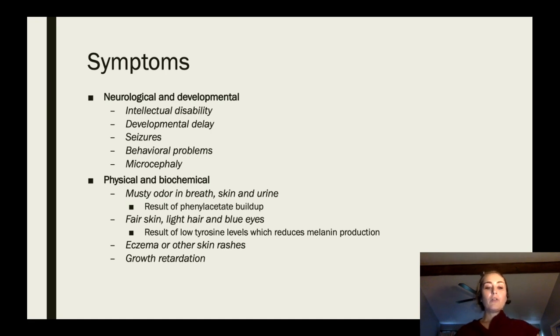Individuals with PKU almost always have fair skin and light hair, and sometimes blue eyes. And this is a result of the low tyrosine levels resulting in a decrease in melanin production. And so therefore, with less melanin production, the fairer and lighter the skin. Sometimes individuals with PKU also have eczema or other skin rashes, and almost always there is growth retardation.